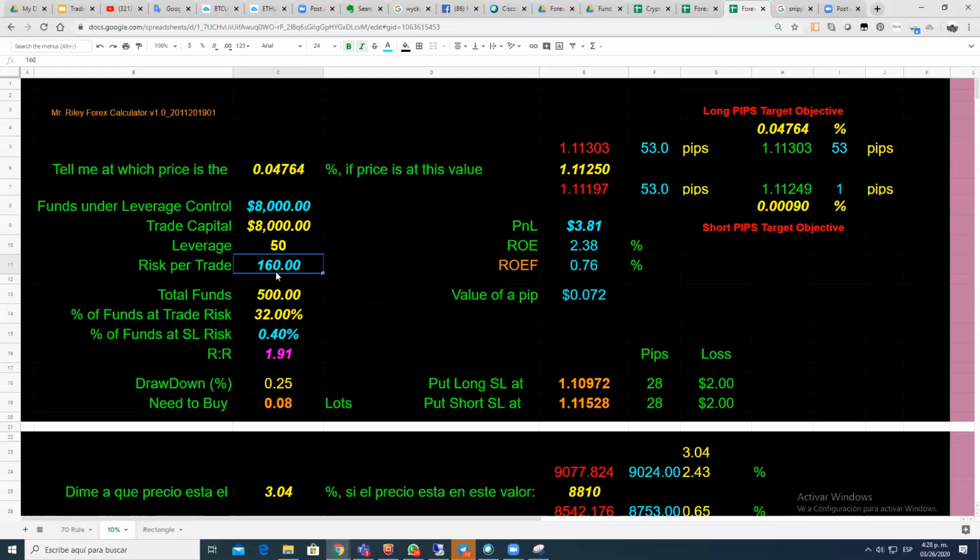So now I am risking $160. My total funds at trade risk is 32%, but look, my percent of funds at a stop loss risk is still below 1%. Now, let's see what happens if I move this up.